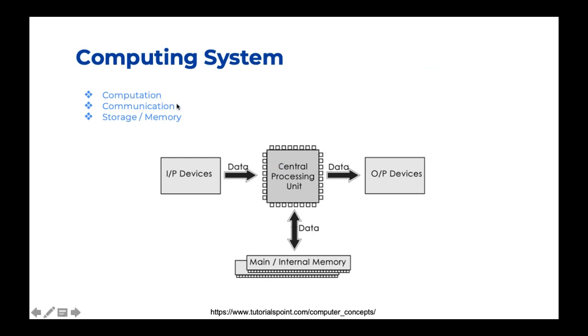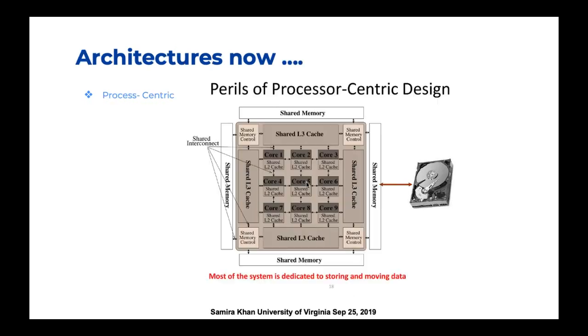We have computation in the center of everything. Every piece of data we need to store, to input, to output, or just to process should go to the processor, and after that go to other components. So the processor is the center of our architecture. This is the architecture of a computer.